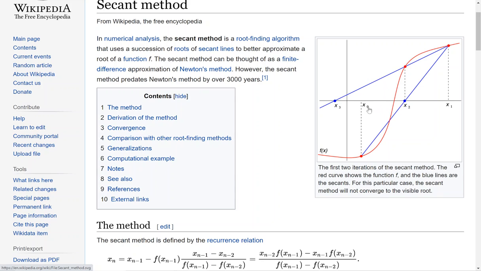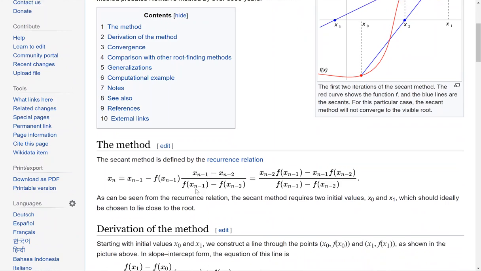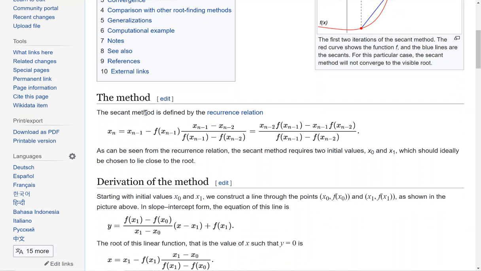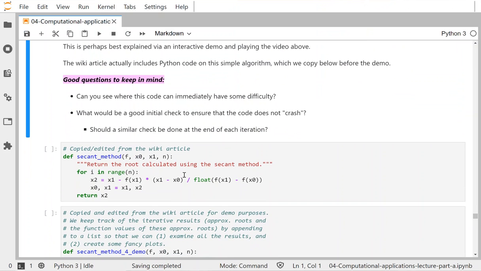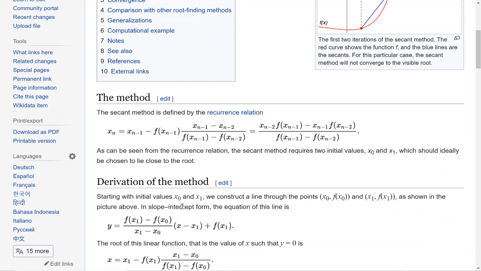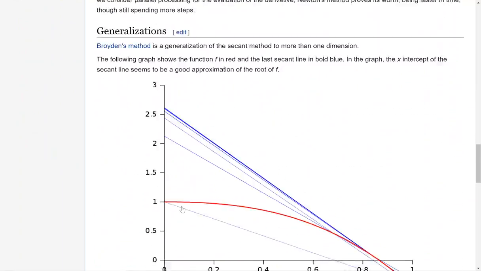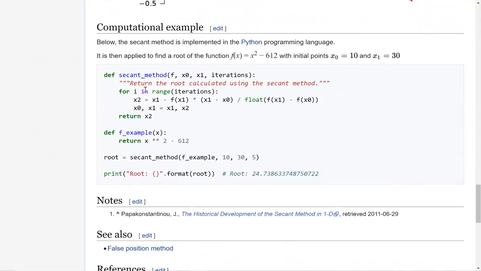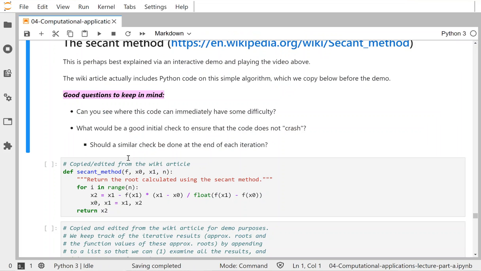Now here they're using x0, x1, and x2 because they're using these as a sequence of guesses, or estimates, I should say, for the root. And the formula is going to look very similar to the false position method. The wiki article actually contains some Python code. If you scroll down below, you will find it. So here's some generalization. Here you go. Here's some Python code they actually provided in that wiki article, and I copied and edited it slightly here.